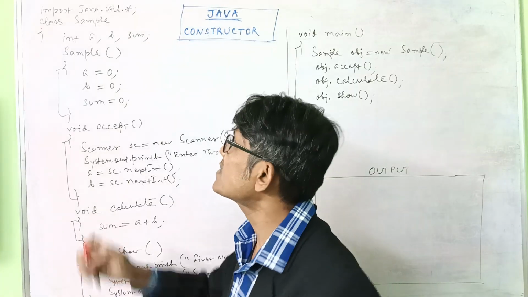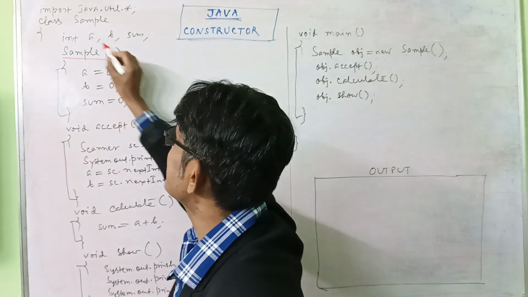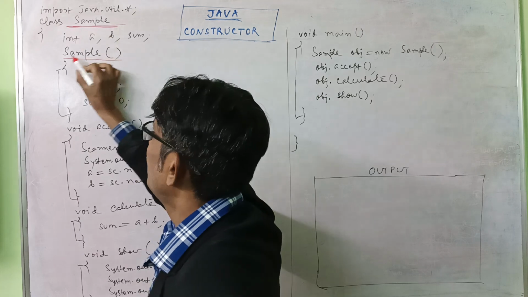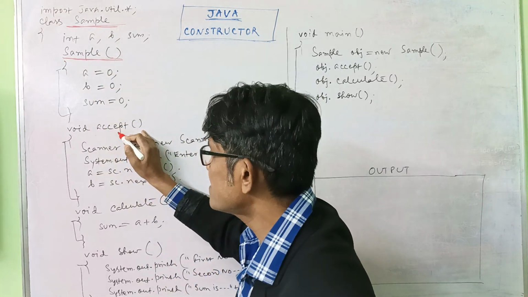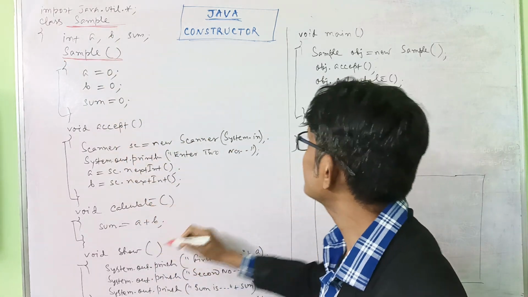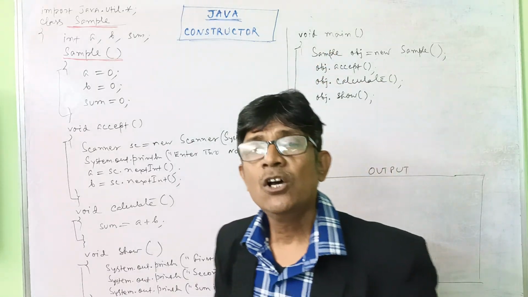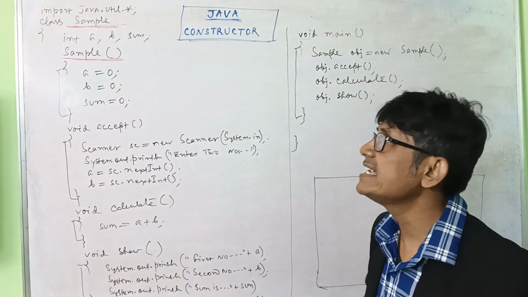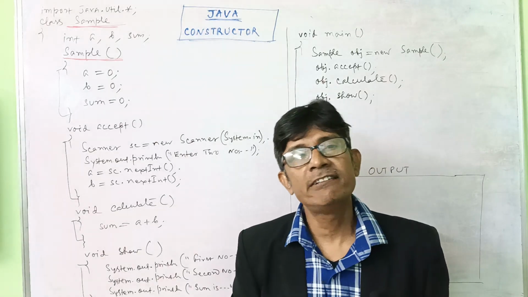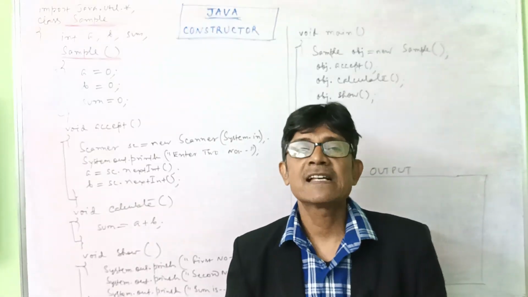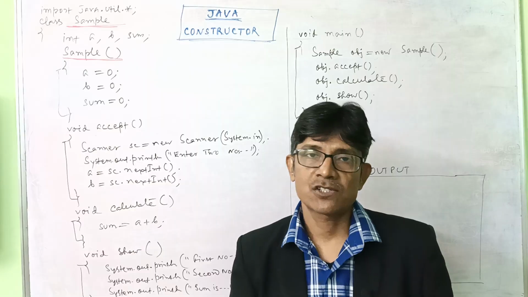The name of the constructor is the same as the class name. You see, this is not a constructor, and this is not a constructor. Whenever you see a function name written exactly the same as the class name, it is called a constructor.